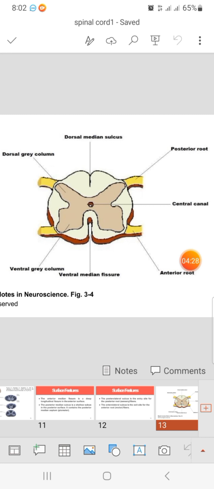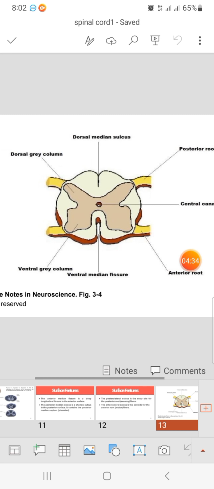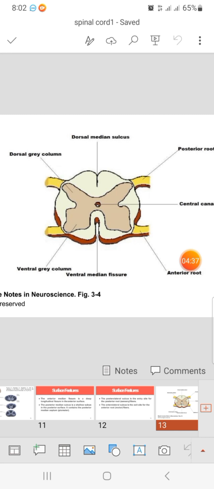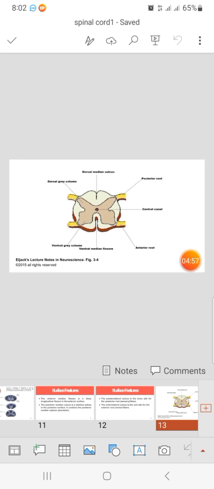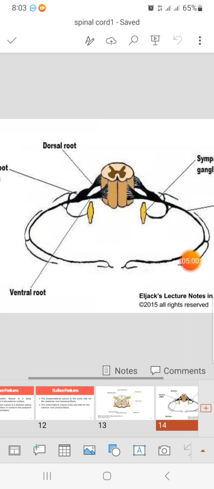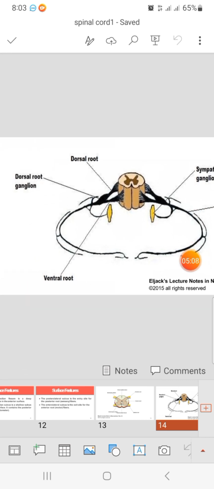Now if we discuss just the grey matter, then this grey matter is divided into different parts. Anteriorly you can appreciate a horn which is known as the ventral grey column, while posteriorly there is a horn or column which is known as the posterior grey column or the dorsal grey column. In some sections of the spinal cord you will also find a lateral grey column. Then again, this is the spinal cord, and this is the anterior root, posterior root, and these two roots combine to form the spinal nerves.